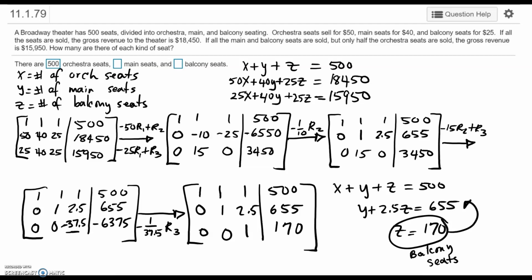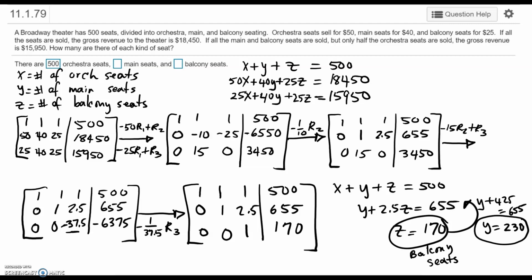We can plug that in here. And so we end up with y plus 2.5 times 170. So we end up with y plus 425 equals 655. And when I subtract 425 from 655, I end up with y is equal to 230.